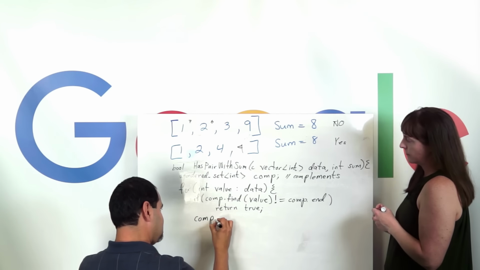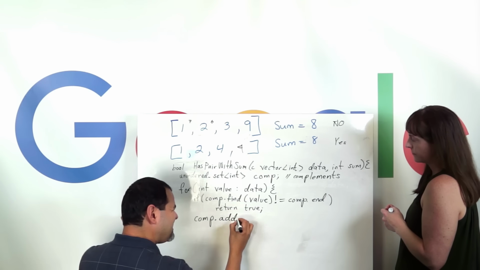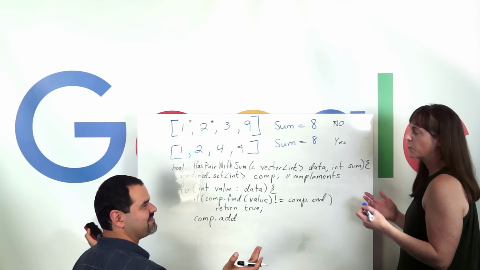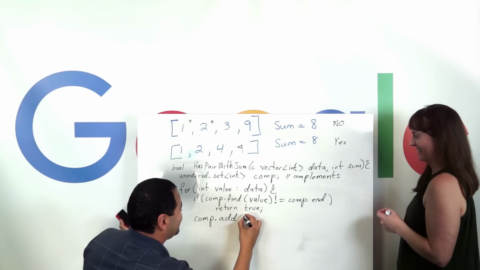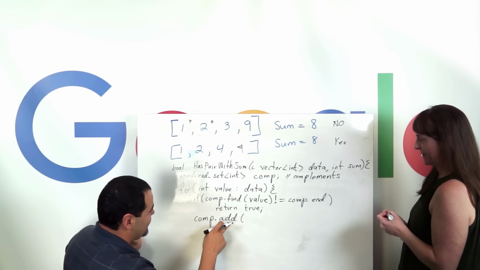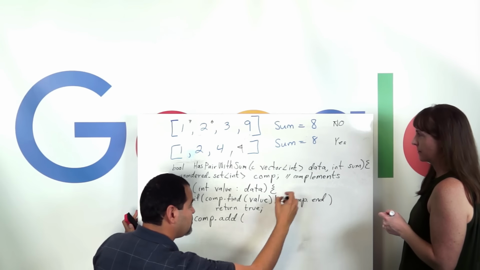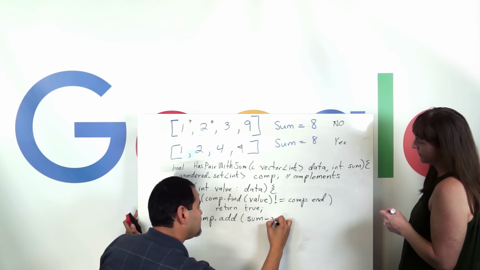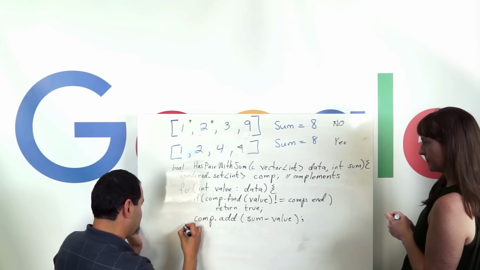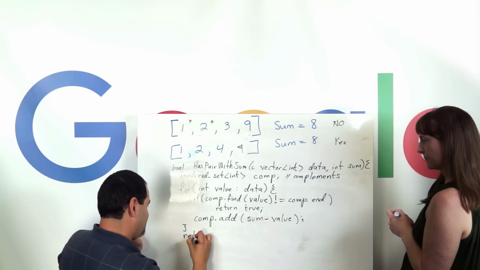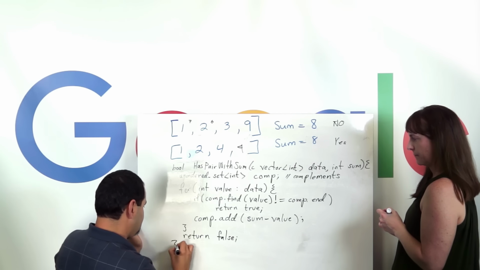My complements is going to be inserting, I don't remember, I think it's add for an unordered set, but it's either add or insert or something. So I add not the value, but the complement, like I said. So I do the sum minus value. I feel like I probably need to go through an example to make sure that this is correct, but I think that's it.